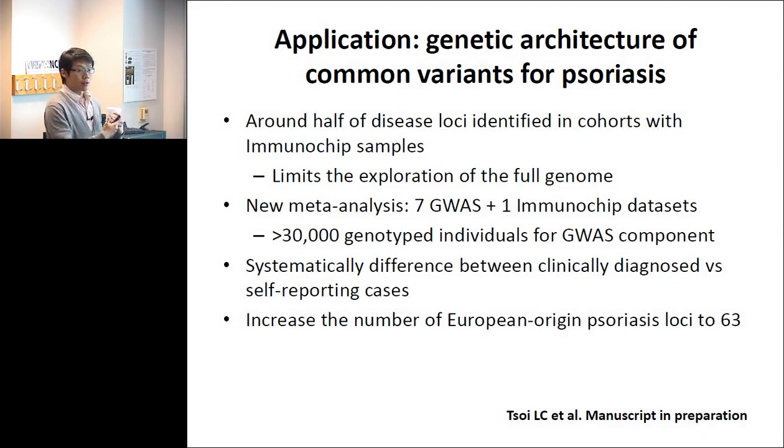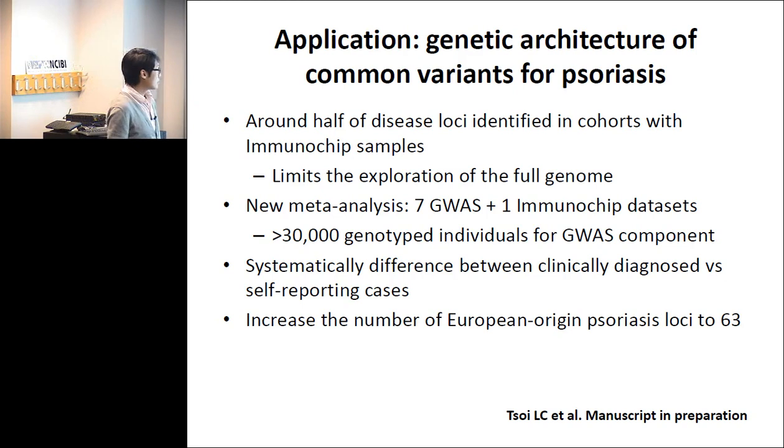It actually limits our ability to identify loci outside the regions covered by the Immunochip. So to address this, we coordinated with other different groups and gathered different GWAS data sets, also including our PAGE Immunochip data sets. These 7 GWAS groups consist of those that have been published, and also results from 23andMe. The effective sample size for this whole data set is over 30,000 genotyped individuals, for the GWAS component alone.